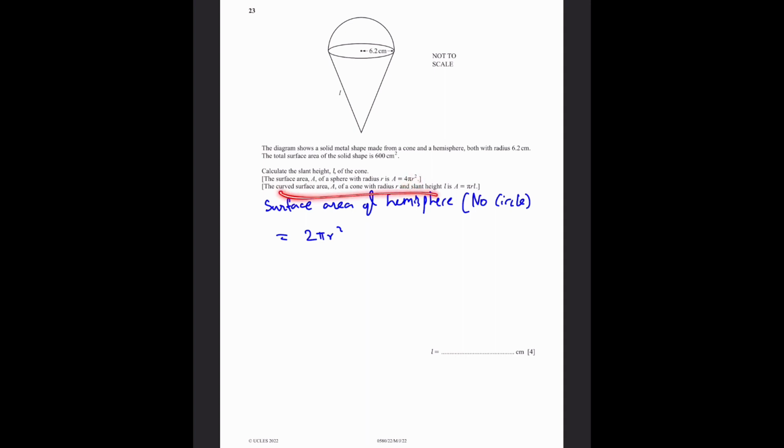Next, we have the curved surface area of a cone with radius r and slant height L. So this is L and this is the radius r. So we only need the curved surface area around here. So that means we just need to add it with pi r L. 2 pi r squared plus pi r L is equal to 600. Now we can substitute the value of r into this equation here, which is equal to 6.2. So that means 2 pi into 6.2 squared plus pi into 6.2 L is equal to 600.